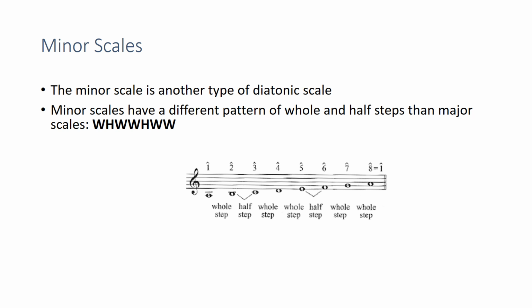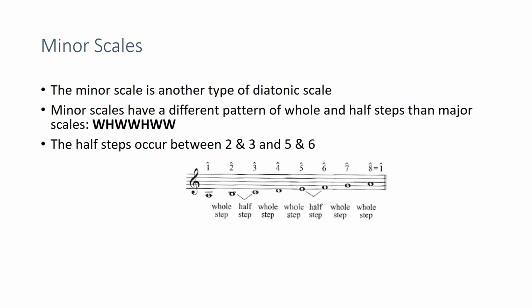Another way of remembering this is that they occur between scale degrees 2 and 3 and between scale degrees 5 and 6. So there's a whole step, then a half step between 2 and 3, whole step, half step between 5 and 6, and then 2 more whole steps. If you start on A, then this pattern of whole and half steps occurs naturally. So A minor is the natural or white key minor.